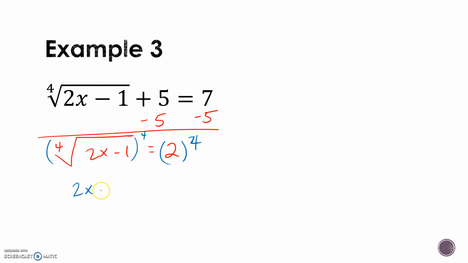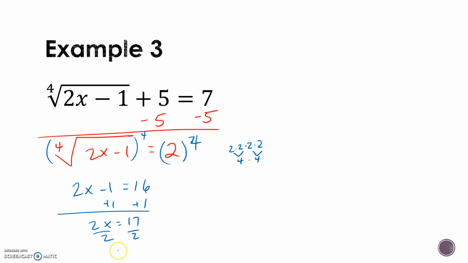And we'll have 2x minus 1 is equal to, now again, this is 2 to the fourth power, so 2 times another 2 times another 2. That's 4, and 4 times 4 is 16. So be careful with your exponents here. Add 1, 2x is equal to 17, and divide by 2, and x is equal to 17 halves.